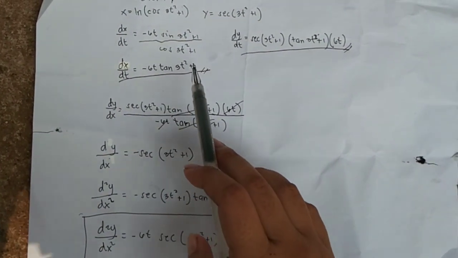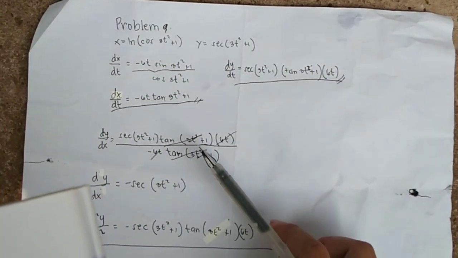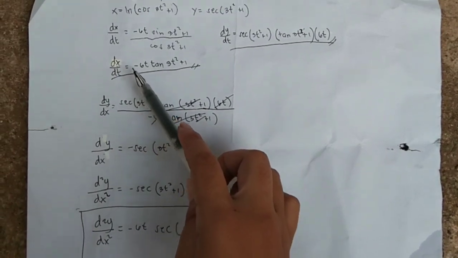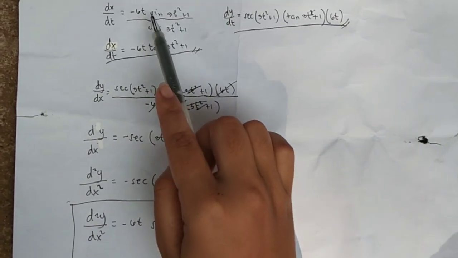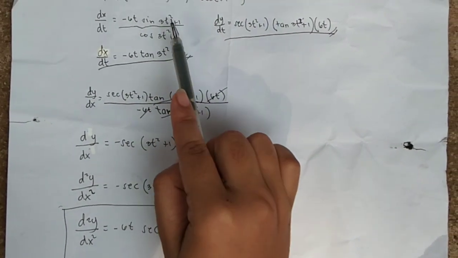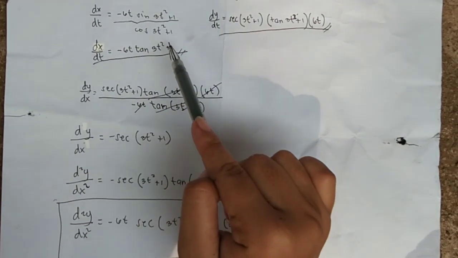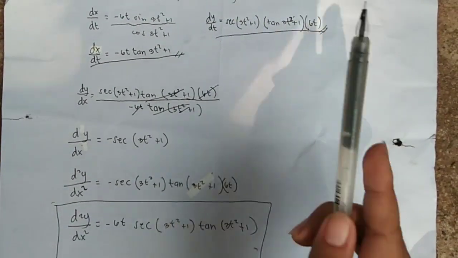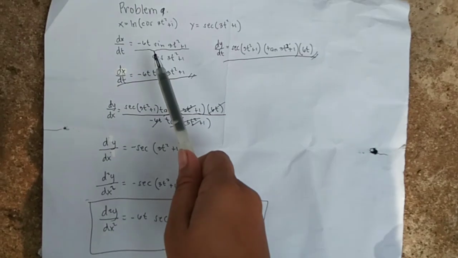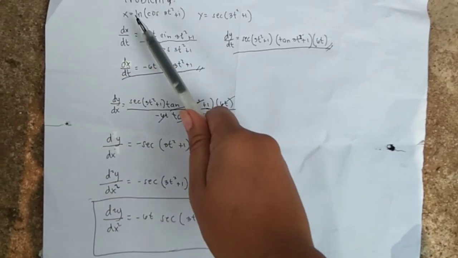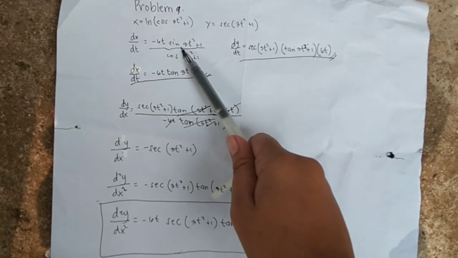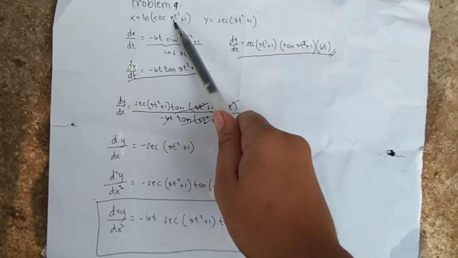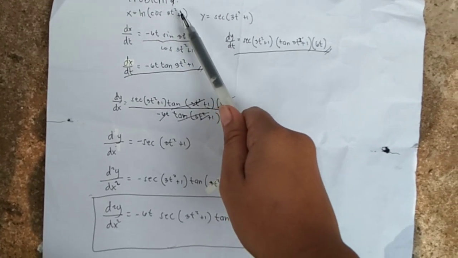First of all, we need to differentiate x with respect to t and y with respect to t. So dx over dt is negative 6t sine of 3t squared plus 1 over cos of 3t squared plus 1. So, we know the formula for ln, u prime over u. So the derivative of cos is negative sine, and then the derivative of 3t squared is 6t.